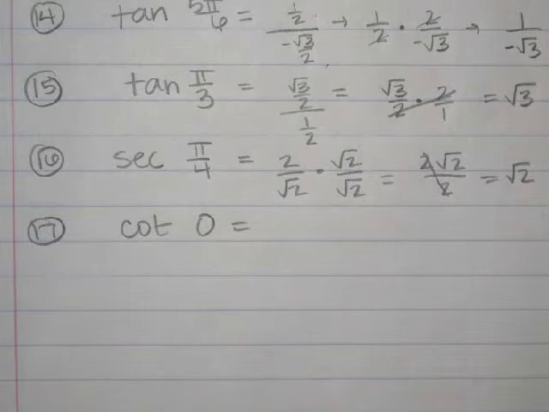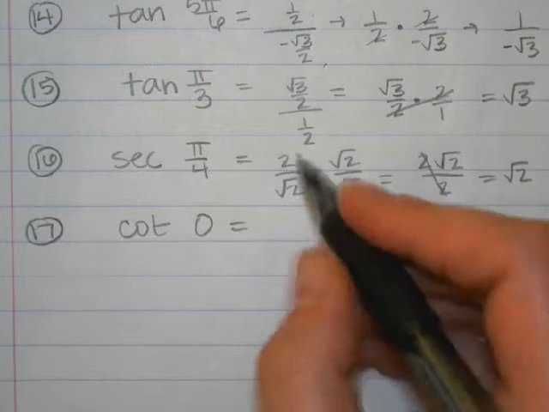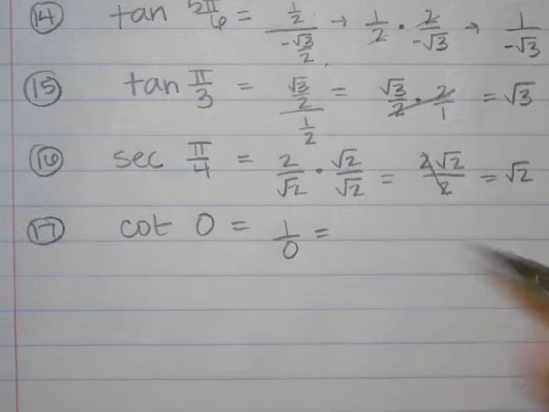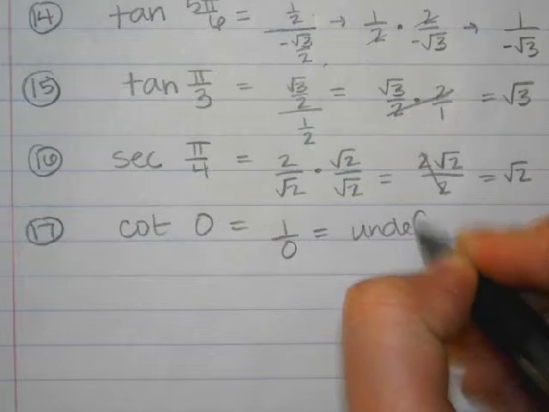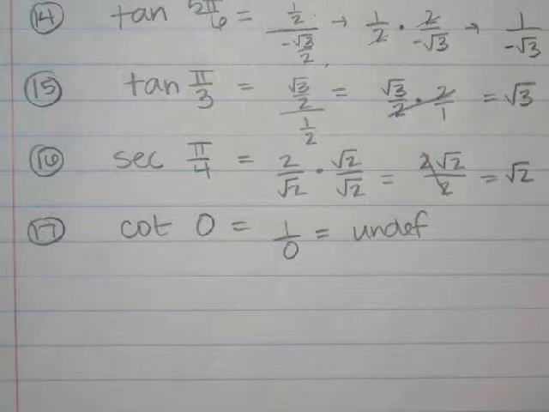Cotangent of 0. So if tan is y divided by x, then cotangent is x divided by y. So if we do x divided by y, we get 1 divided by 0, which is undefined. And that time, not one baby Arctic fox died, so that's good.